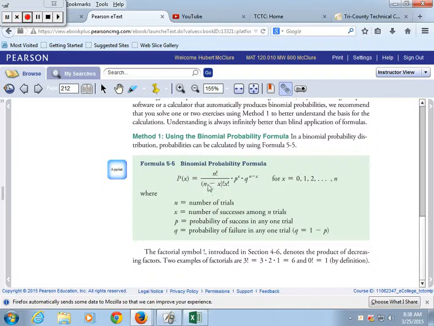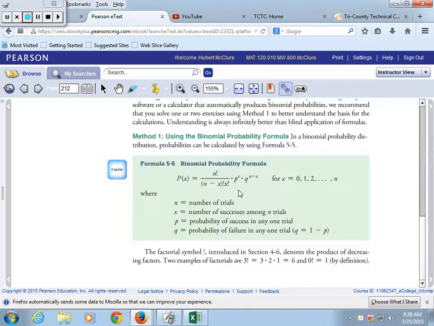N factorial over N minus X factorial times X factorial, times P to the X power, times Q to the N minus X power. And that is a pain. Or you can use your handy dandy N, P, X, and I'll show you where that is. So unless you don't have any access to a TI, you might want to write that formula down. And I'll give you an example.